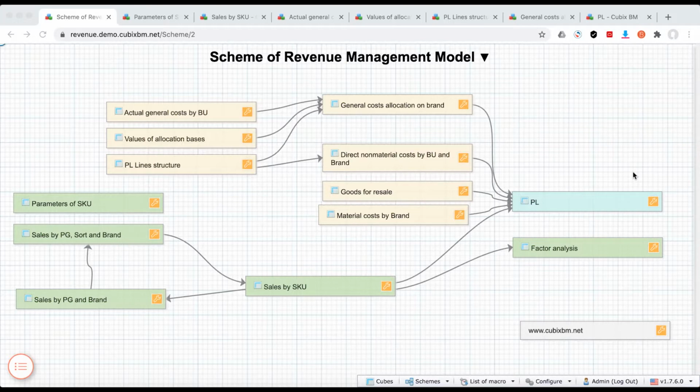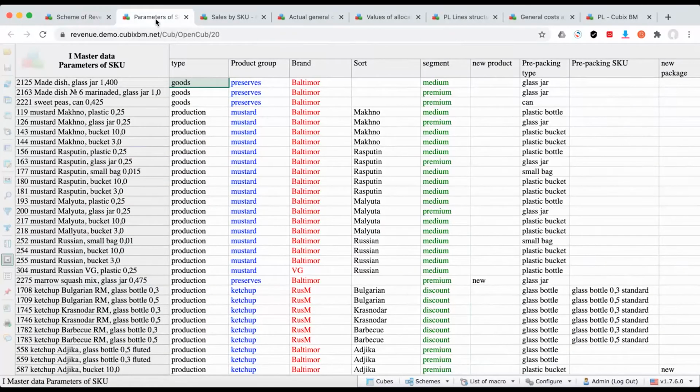Now I'm going to show you common steps that could be taken both for the model creation and for the modeling itself. First of all, we have to create and fill the directory of SKU. You see that the cube provides information on all analytical dimensions available: brand, package type, production or good for sale, and others.